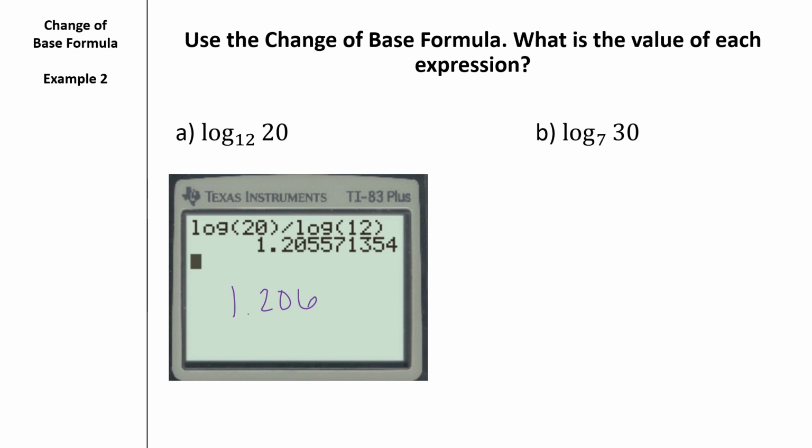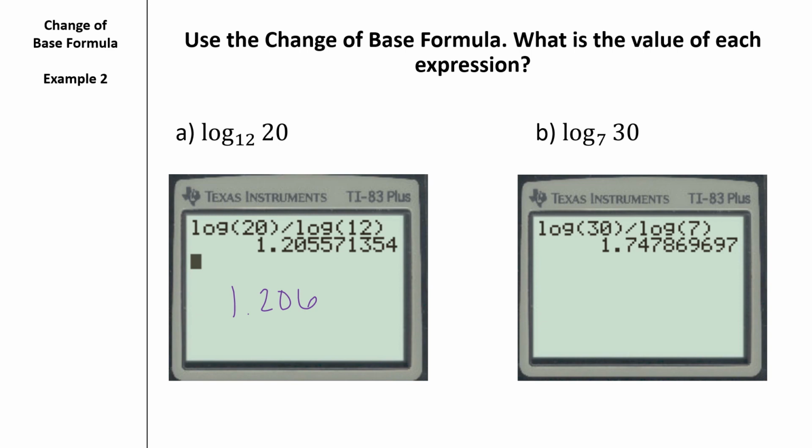You can see that using your phone can get a little clunky, so it would be nicer to use a calculator over the phone. For log base 7 of 30, you do log of 30 divided by log of 7, and you get 1.748. Pretty self-explanatory. If you have any questions, let me know. Ask an elbow partner, help each other out, or as always, check in with Miss Matthews or Mr. Long.